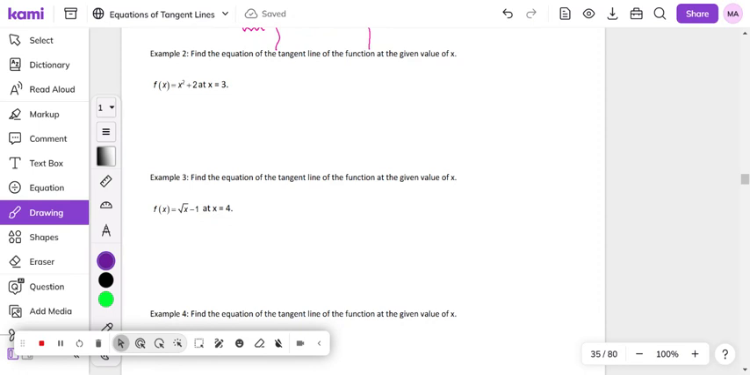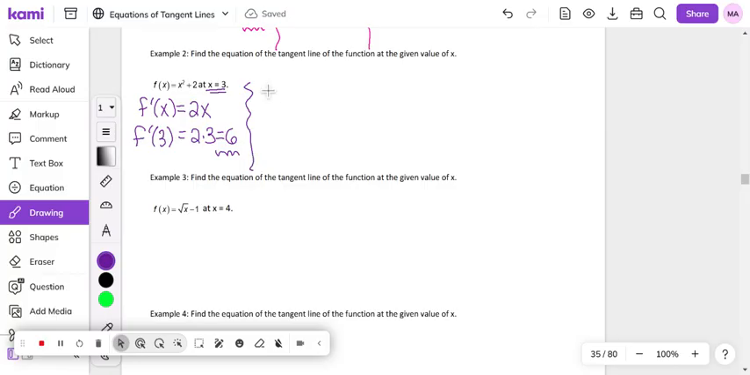Again, we're going to go through these steps. So we're going to take the derivative of the given function. Derivative of x squared is just 2x, and that constant, the derivative is 0. In this particular problem, we're trying to calculate the slope of the tangent line when x equals 3. So we've got 2 times 3, which is obviously 6. So that's our slope. We'll tuck it away for a second.